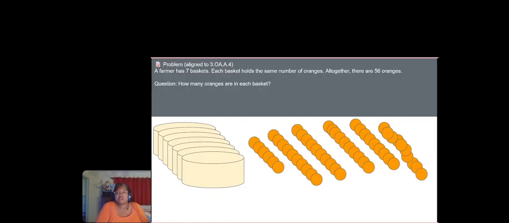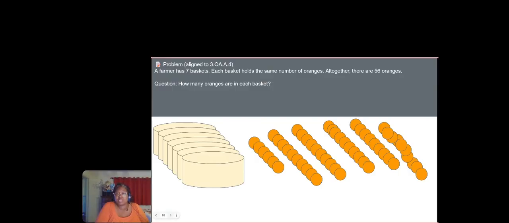For today's problem, we have a farmer has 7 baskets. Each basket holds the same number of oranges. Altogether, there are 56 oranges. Our question is, how many oranges are in each basket?